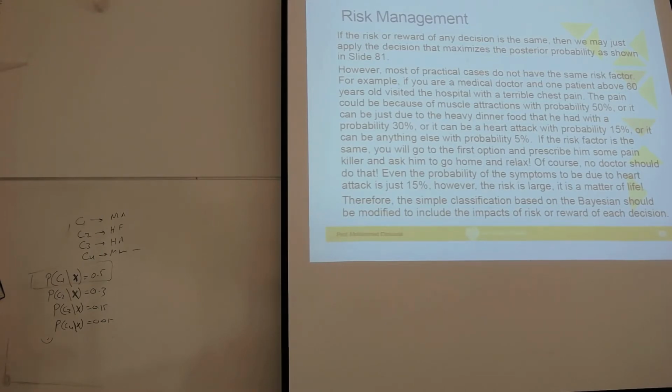Of course not, because the risk of being in heart attack is very large. The probability is small, but the risk is very large. So in that case, that was the wrong decision to be taken. Now a human doctor knows this because he has awareness about the situation. But in a machine, if we would like to make this automated, we have to modify our equations in order to be able to take the right decision.